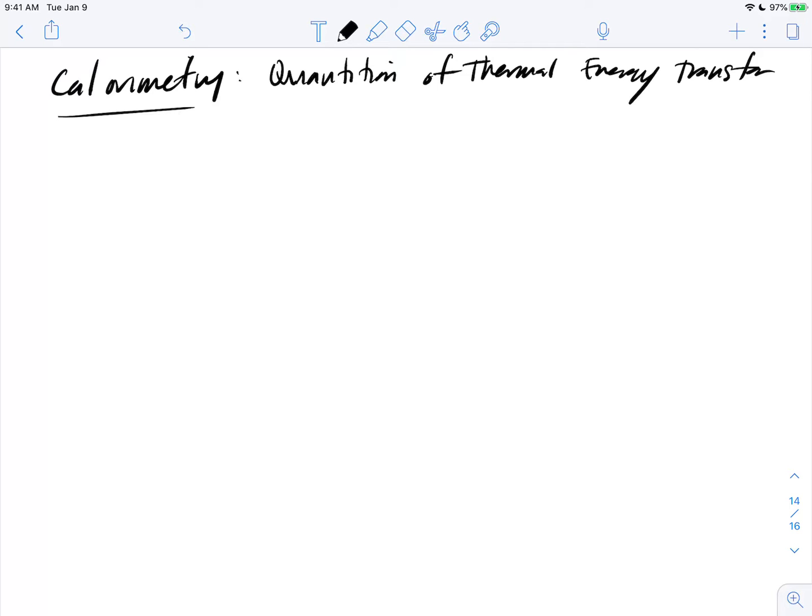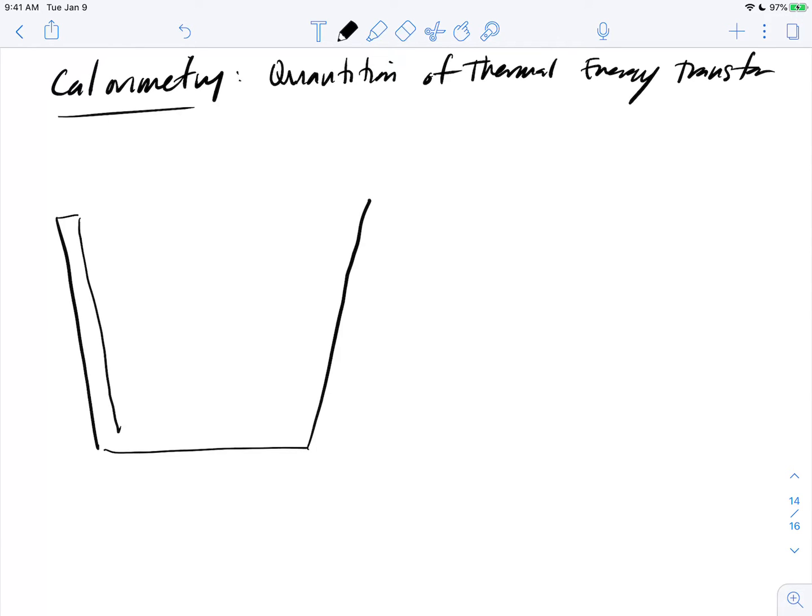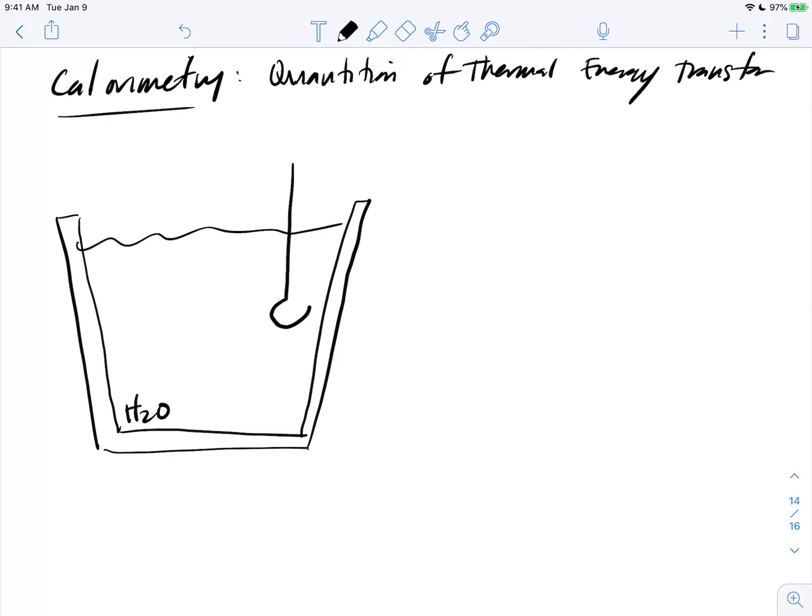And the reason it's called coffee cup calorimetry is in the lab we tend to use the cheapest insulated cups that we can find, which are coffee cups. So I'm going to draw a double-walled cup, just showing that we're going to be insulated. We're going to fill it up with water. We're going to be able to measure the temperature of the water. We'll have a thermometer in here.